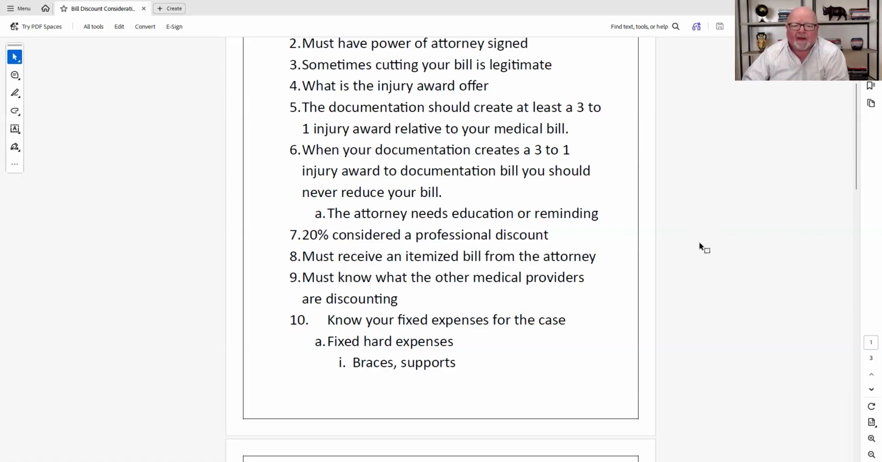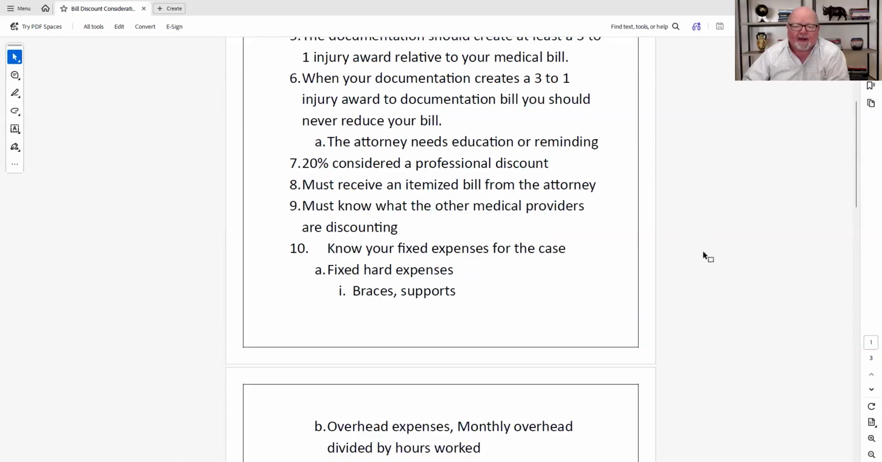So get an itemized bill from the attorney, because you must know what the other medical providers are discounting. And if you have a decent attorney who's above board, or especially if you have a relationship with the attorney, they'll have no problems going, hey, here's what I was offered. Here's all the bills from everybody. And these are the discounts that the people are looking at taking at this point in time. They'll have no problems doing that if you're dealing with a legitimate attorney.